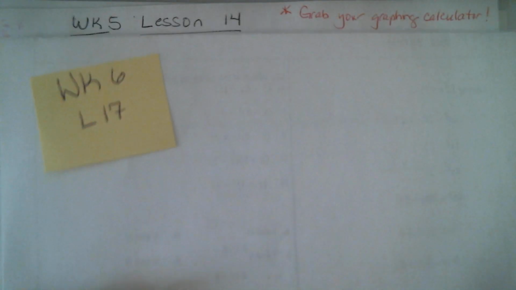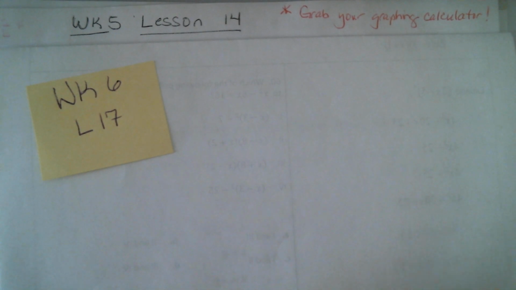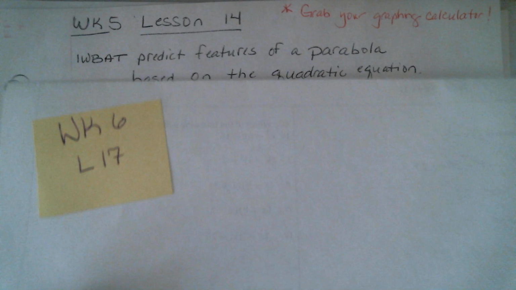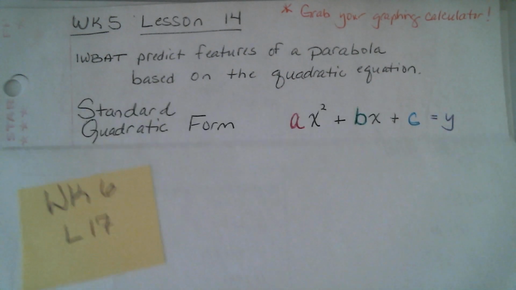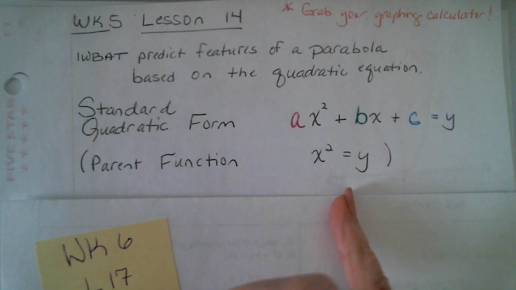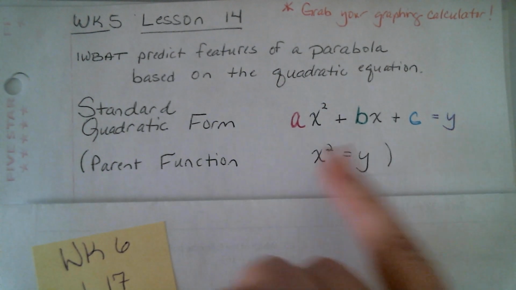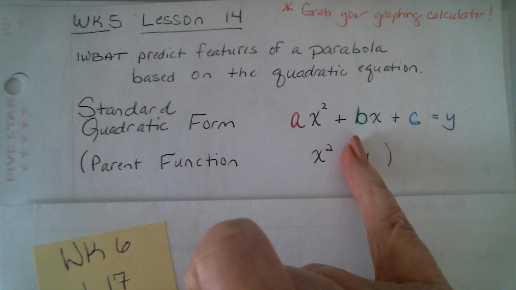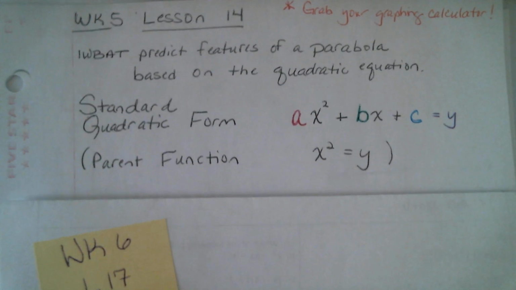Hello guys, this is going to be a video for lesson 17 of week 6, but I am going to start off with some review of what you took some notes on last week with lesson 14 about parabolas and just trying to get the features of a parabola based on an equation right. So we talked about this being our parent function, master function, right? When we see it this basic, it's because A is 1, B is 0, and C is 0, right?